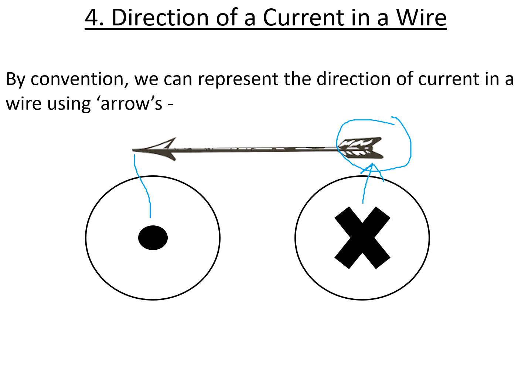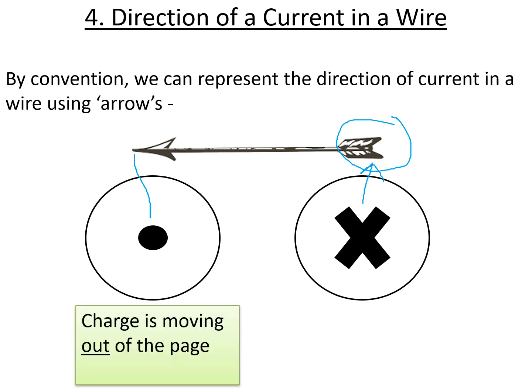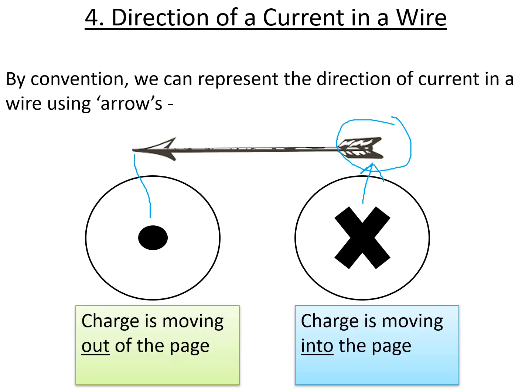So to recap, if you see a circle, that usually represents the wire. A dot in the wire means the current is going out of the page. A cross in the wire means it's going into the page. And this is a very common notation used by many physics courses. So charge is moving out of the page and charge is moving into the page. And I would recommend you make a wee copy of these diagrams here.